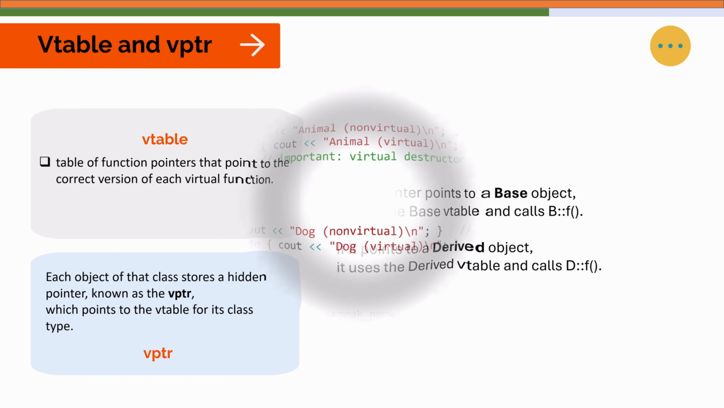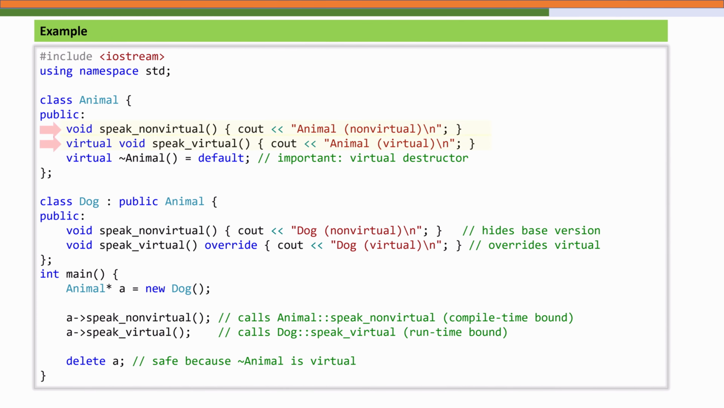Here we show two methods: speak_non_virtual, which is an ordinary function, and speak_virtual, which is marked specifically as a virtual function. The derived class Dog defines methods with the same name. When a method is virtual, we say the derived method overrides the base one. Also note the virtual destructor in the base. This is critical when you delete a derived object through a base class pointer, to ensure proper cleanup.